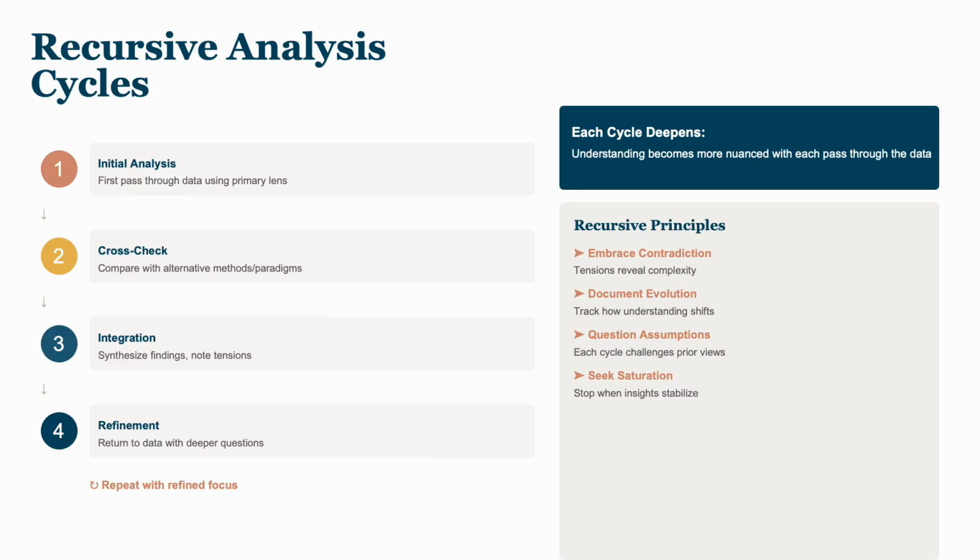Integration is not a one-time event, it is a loop that we call recursive analysis cycles. The process begins with initial analysis, a first pass through the data using your primary lens. Step 2 is the cross-check, where you compare those findings with alternative methods or paradigms. Step 3 is integration, where you synthesize findings and, crucially, note any tensions or disagreements. Step 4 is refinement, where you return to the data with deeper questions and repeat the cycle.